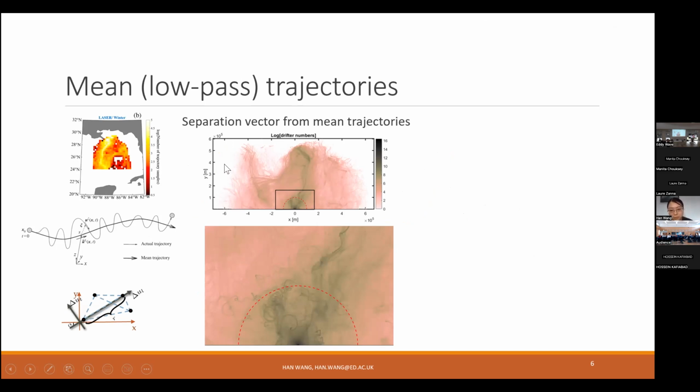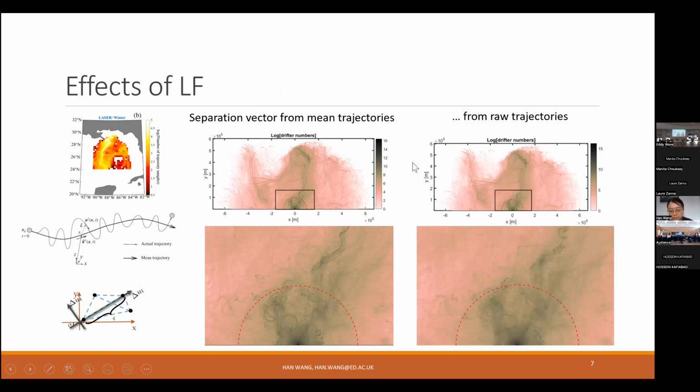And then we can plot, I'm showing here the histogram of the separation vector computed based on the mean trajectories. And this is just a zoom up of the histogram. And as a pedagogical thing, I want to also show the effect of taking the mean of the trajectories for this data set. So this is the same histogram of the separation vectors, but it's computed based on the raw trajectories. At a glance, it looks very similar to the one based on the mean trajectories. But if you zoom in, you can see a lot of difference.